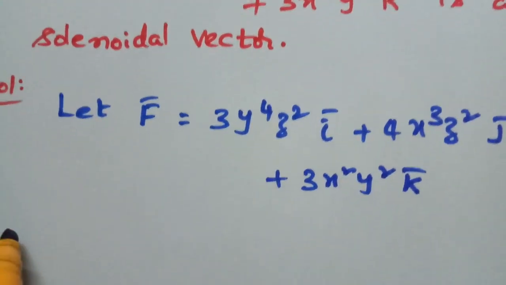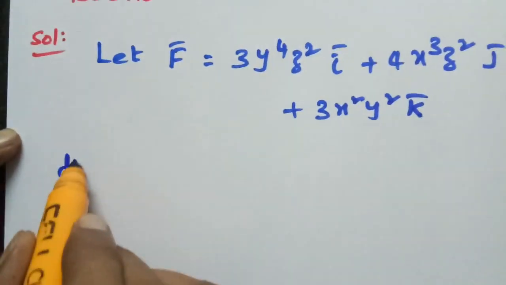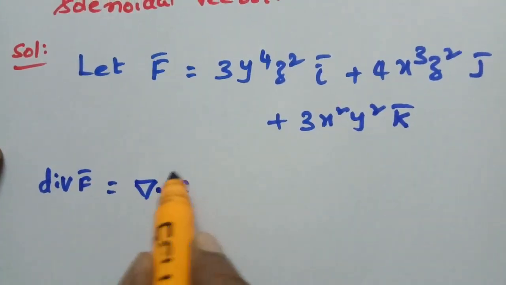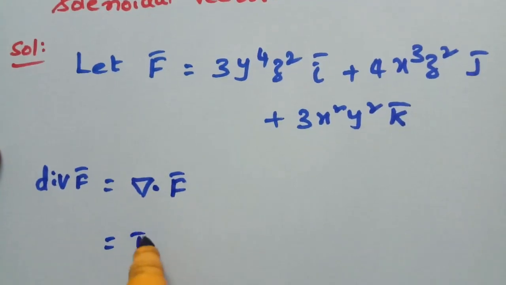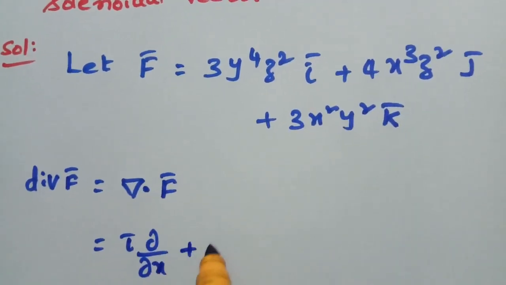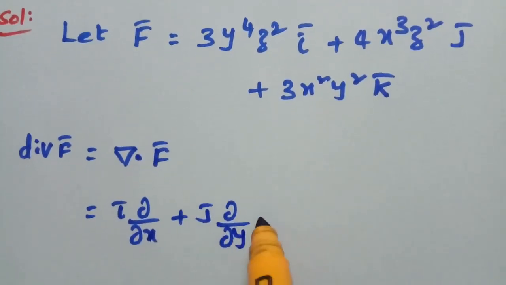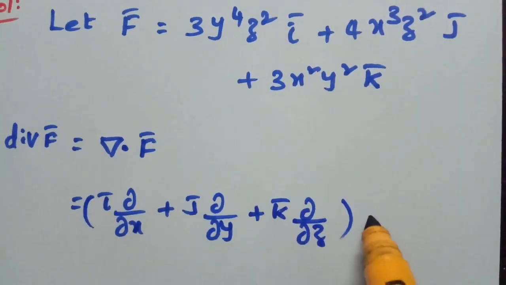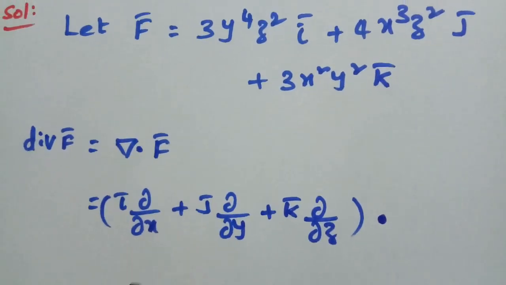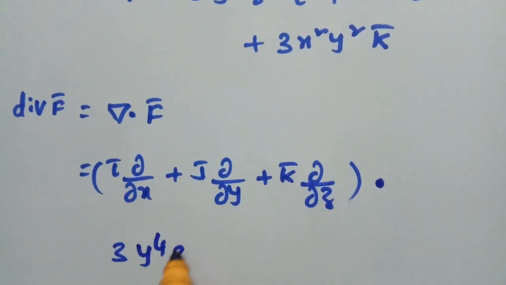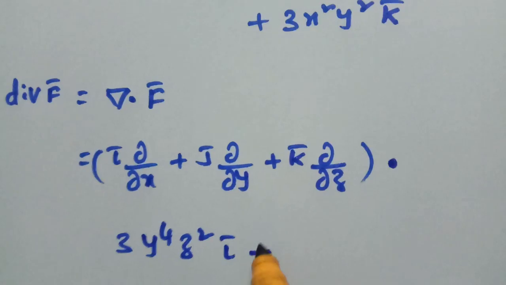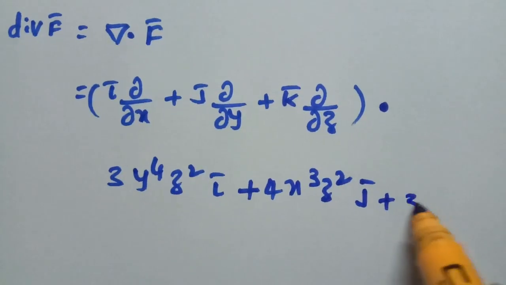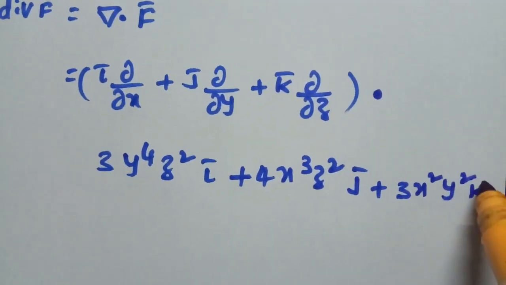Therefore, to show that it is a solenoidal vector, we have to prove that div f bar is equal to 0. Therefore, div means del dot f bar. Therefore, del means i bar dou by dou x plus j bar dou by dou y plus k bar dou by dou z, dot f bar, that is 3y power 4 z square i bar plus 4x cube z square j bar plus 3x square y square k bar.